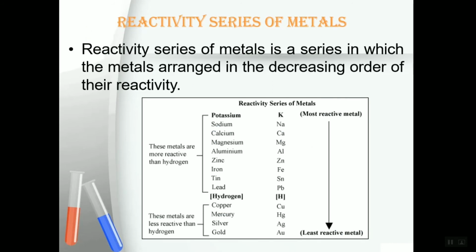Here is the reactivity series of metals. The reactivity series of metals is the series in which the metals are arranged in the decreasing order of their activity. The activity of the metals is decreasing. Here potassium has more activity, sodium has more activity than calcium, and potassium has more activity than all of these. So you can see here hydrogen. All the metals which are present above hydrogen are more reactive than hydrogen, but these are less reactive than hydrogen. So this is the activity series of metals, or in short we can say that this is the activity series of cations.